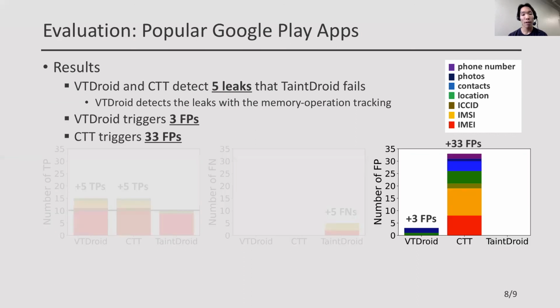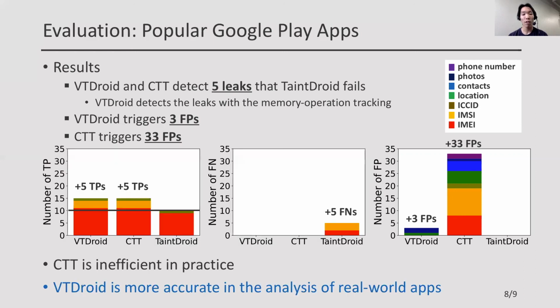In addition, as the graph on the right shows, there are noticeable differences between false positive numbers of VTDroid and CTT. VTDroid triggers 3 more false positives than TaintDroid, while CTT triggers 33 more false positives. Therefore, CTT is inefficient in practice, and VTDroid is more accurate in analyzing real-world apps.